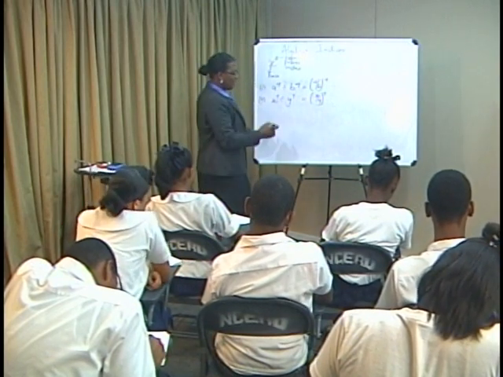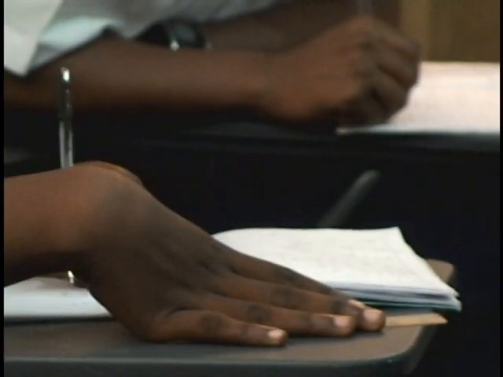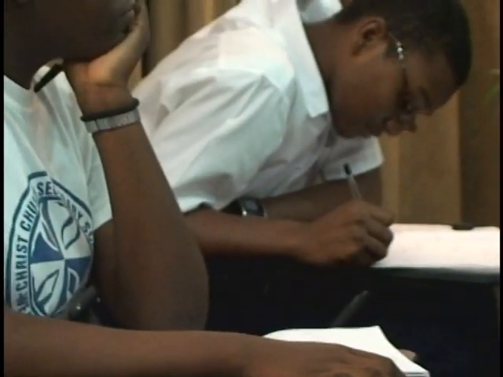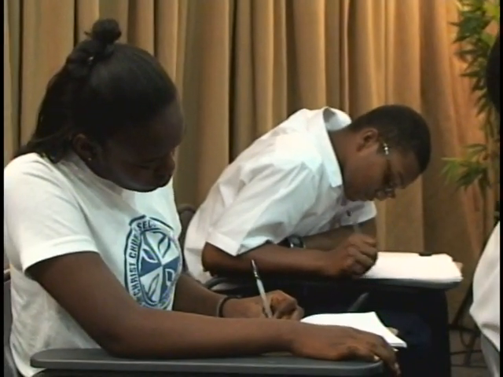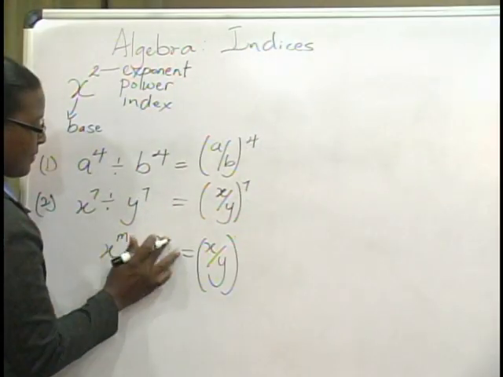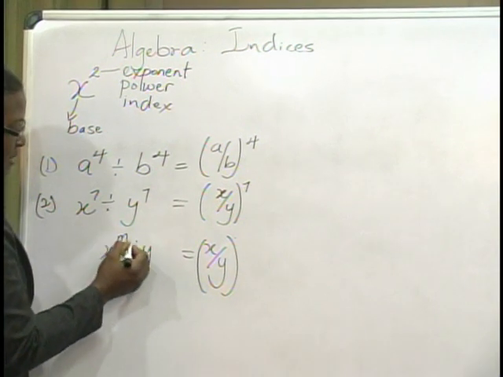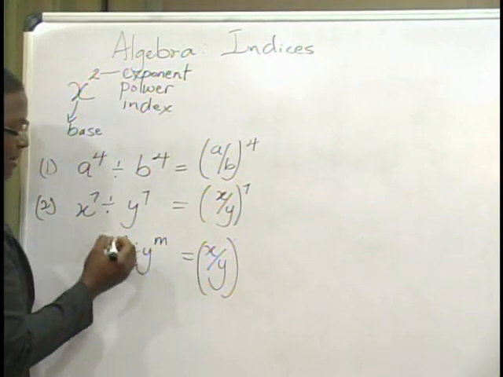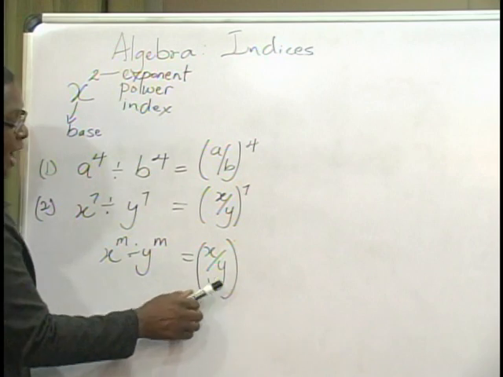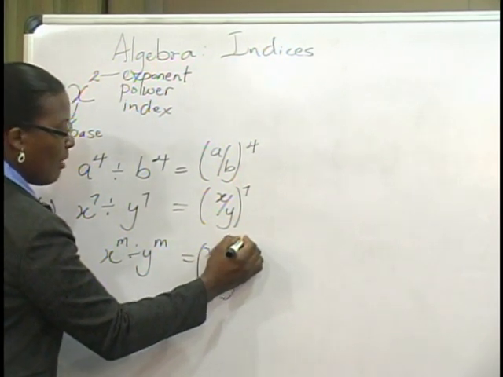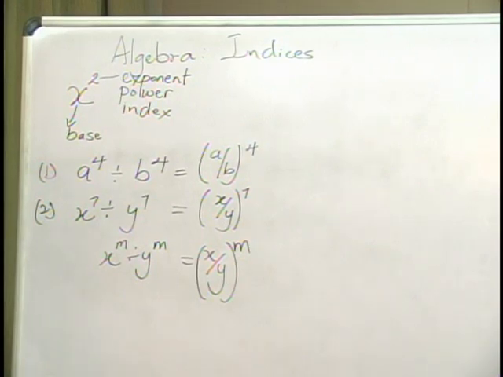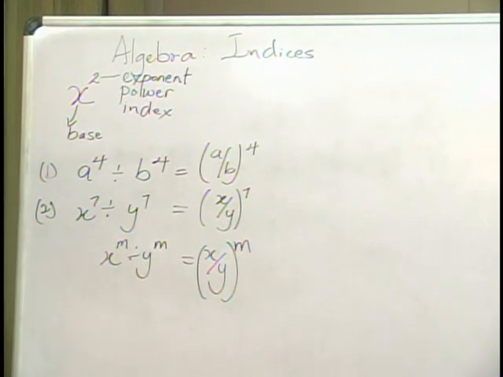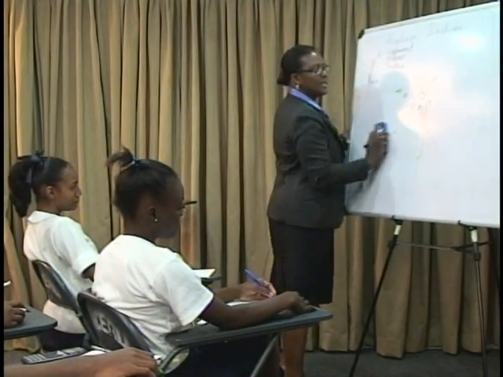And I see we are having here x to the m divided by y to the m would give us x over y, all raised to the m power. Similar pattern as in multiplication, the only thing is the sign is different. So that was our second case.